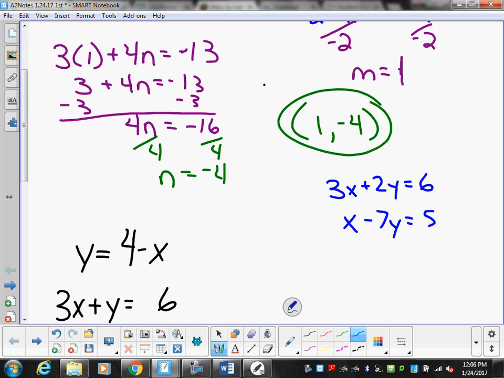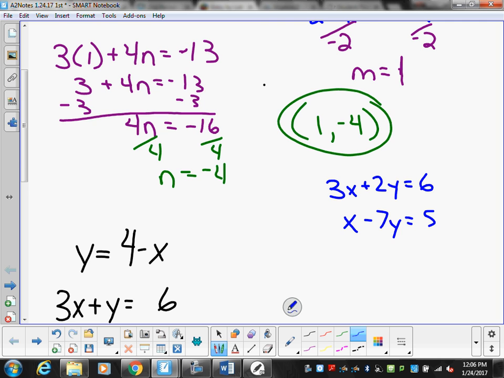Oh, so it would have 2 different signs. Well, no. This one, if I multiply the bottom one by negative 3, I would have opposites here. So I don't have to touch the top one. I would just have to multiply the bottom equation by negative 3, because that would give me my 3x and my negative 3x.